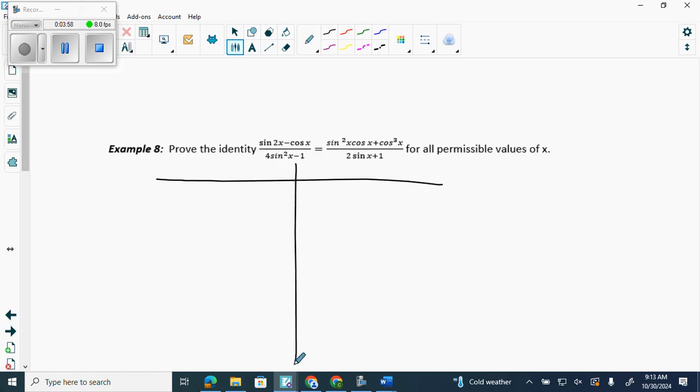Much more excessive. Left side. Right side. Sine 2x. So much replacements. Minus cos x over 4 sine squared x. And then sine squared x. Like, which one's more complicated? I don't know. They're both kind of sucky.